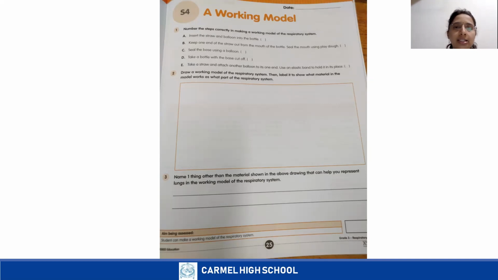And the third question is, name one thing other than the material shown in the above drawing that can help you represent lungs in the working model of the respiratory system. What is the question? Name one thing other than the material shown in the above drawing that can help you represent lungs in the working model of the respiratory system. Here what we are using for lungs, you are going to label that. Instead of that, what we can use, you have to write it in the third answer. Okay, clear to you all?